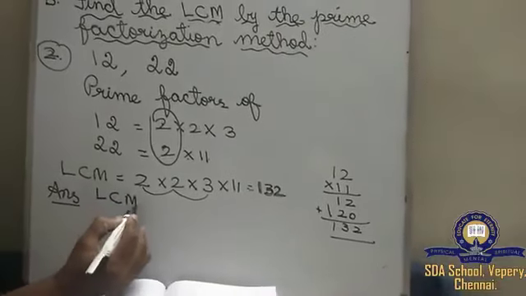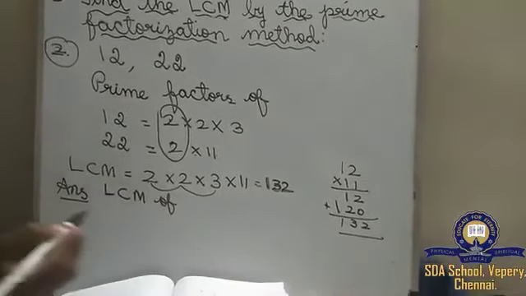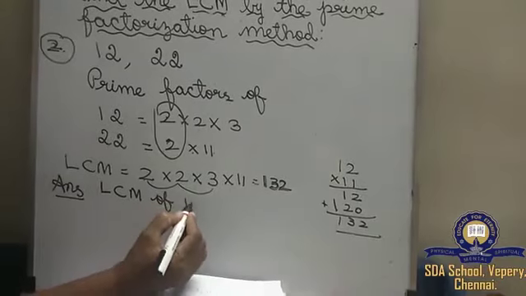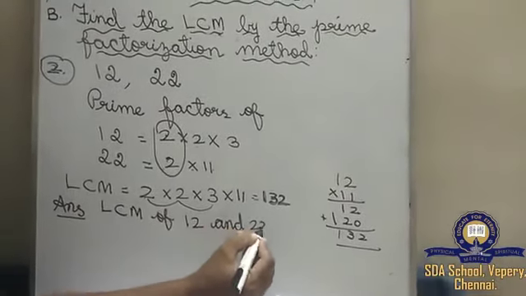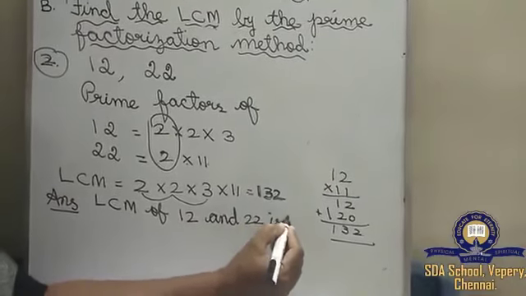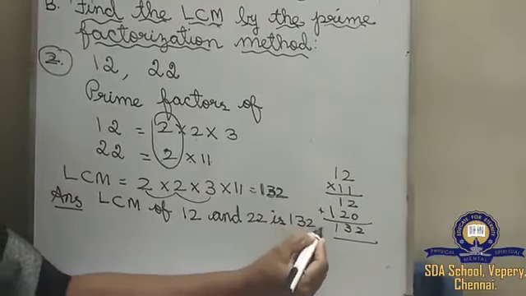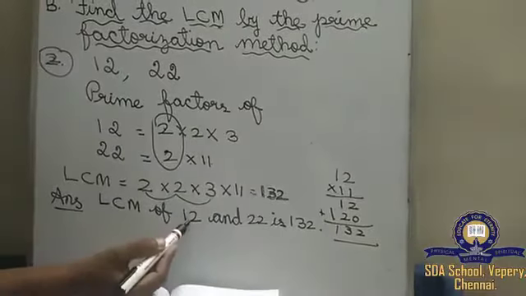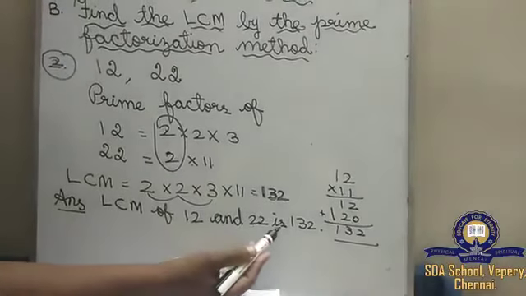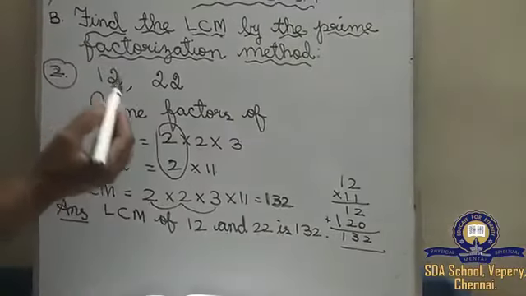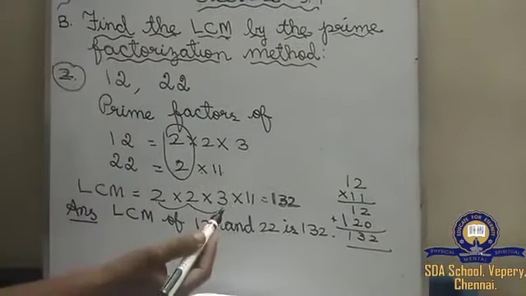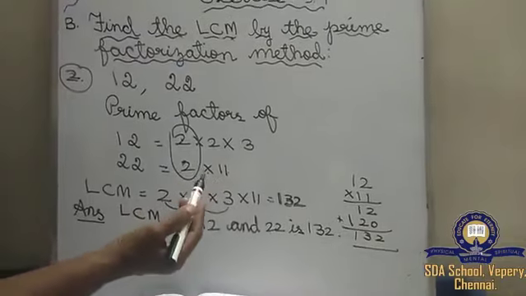So the LCM of 12 and 22 is 132. Children, are you thorough in these two subdivisions? I hope you all are thorough in this one.